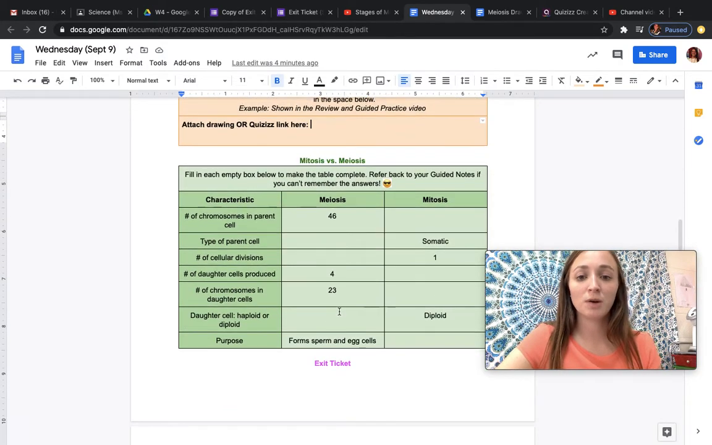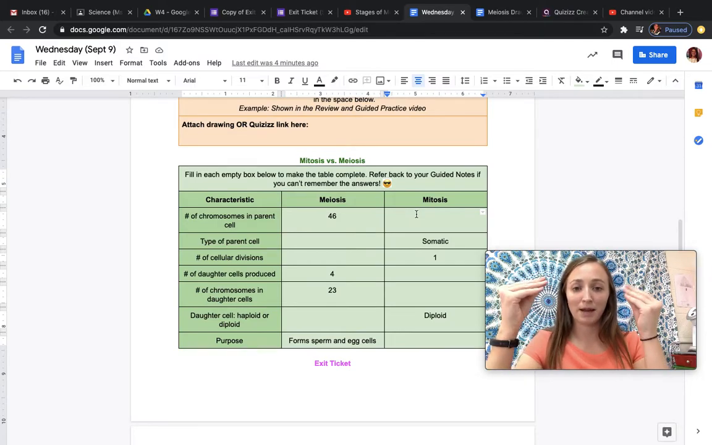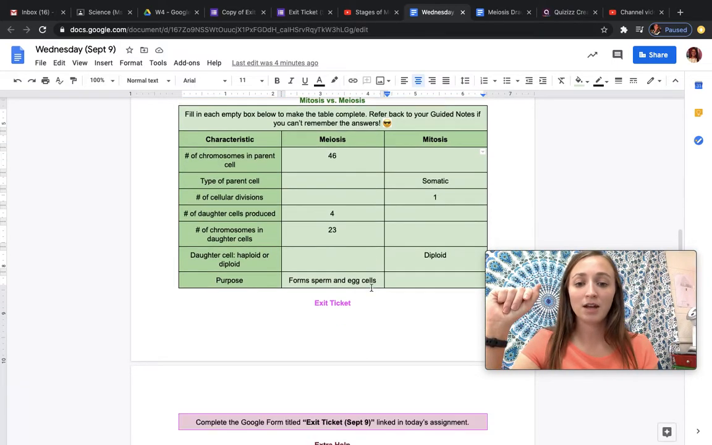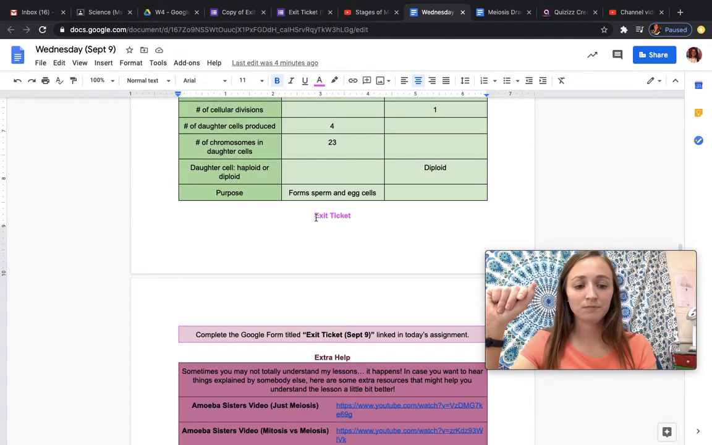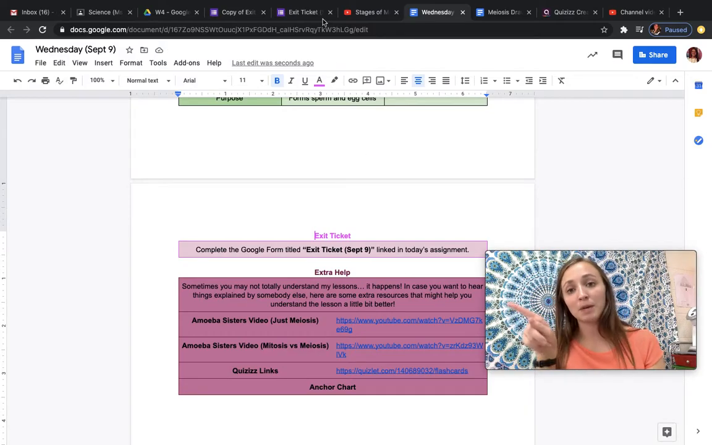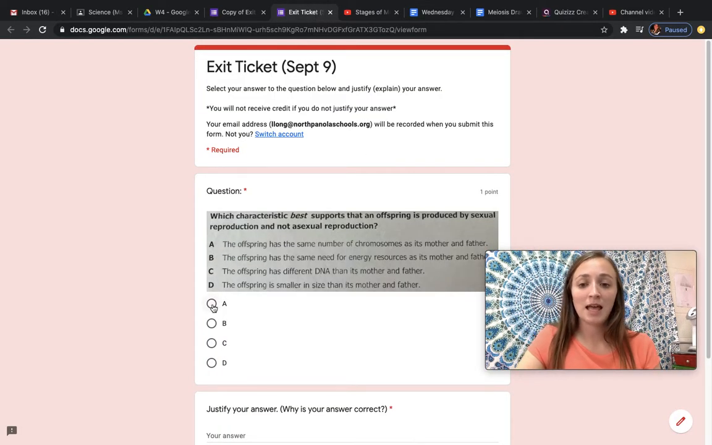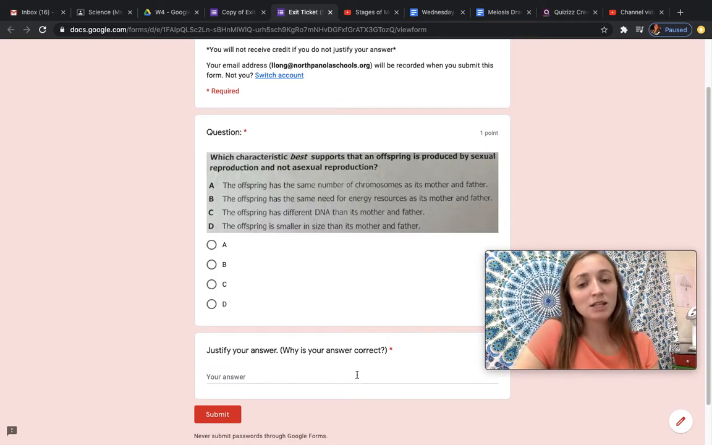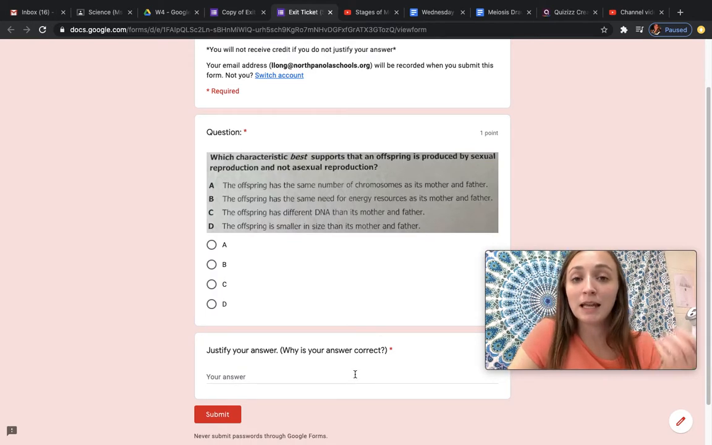Okay, once you're done with that, you have this table to fill out, just comparing meiosis and mitosis. And then your exit ticket is going to be on a Google form from now on. So just go back to the assignment, open up the exit ticket, answer the question, and justify your answer, meaning explain how you knew that was the correct answer.